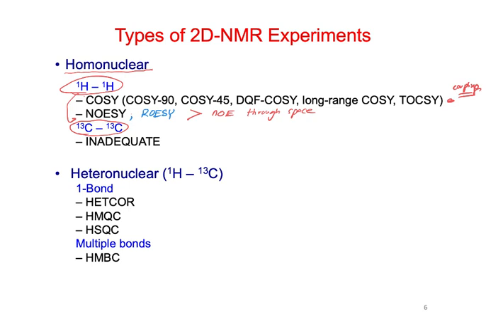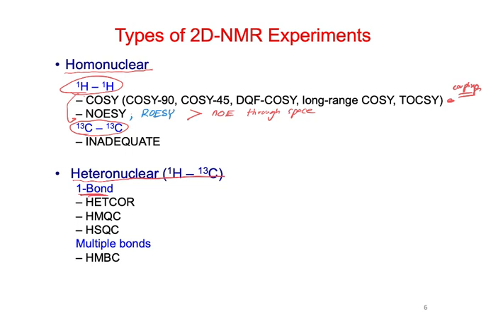Okay, so the second type of experiment are the heteronuclear experiments. And so we're going to look at proton and C13. You could do proton and N15, or you could do other NMR active nuclei in here as well. So we can look at one bond couplings.